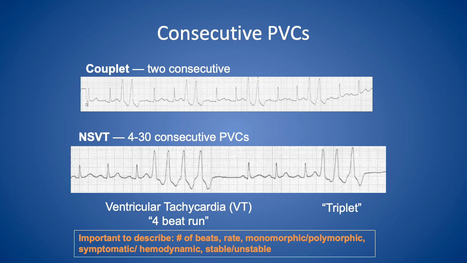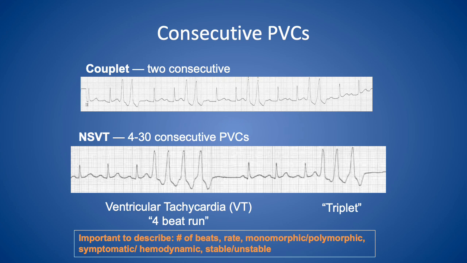Consecutive PVCs are a little bit more ominous. Two PVCs are called couplets. Three PVCs are called triplets. And four PVCs are really now to the point where we call that non-sustained VTAC or ventricular tachycardia. Anything greater than 4, up to 30 consecutive PVCs, would be considered non-sustained ventricular tachycardia. And if you have more than 30, then you have sustained ventricular tachycardia.